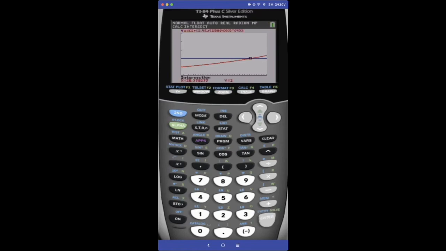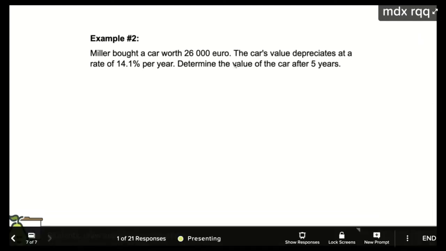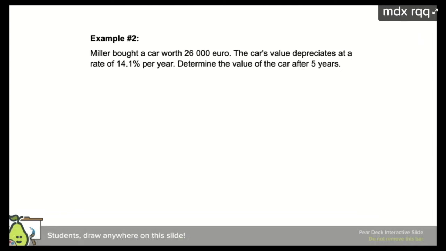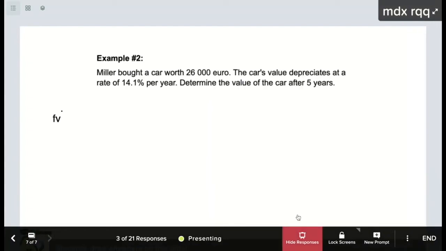See? Same answer. All right, so this last example, Miller bought a car worth 26,000 euros. What is his problem? The car's value depreciates at a rate of 14.1% per year. Ooh, depreciate. Determine the value of the car after 5 years. So the key word here is depreciate.